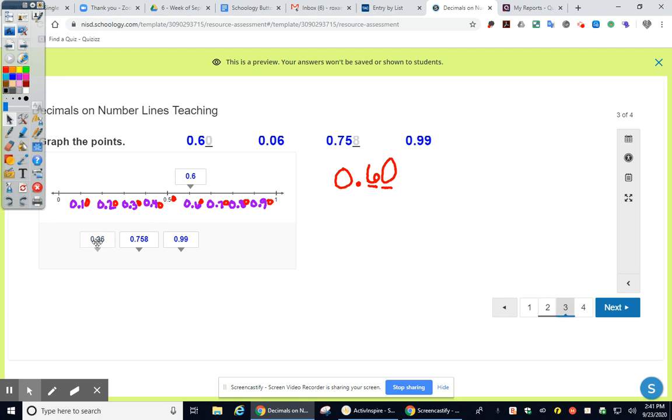All right, here we have 0.06. So that's not 60 cents. Be careful. 6 cents is less than 10 cents. So you'd want it to be a little bit halfway between the 0 and the 1/10. So our 6 cents would be about there.